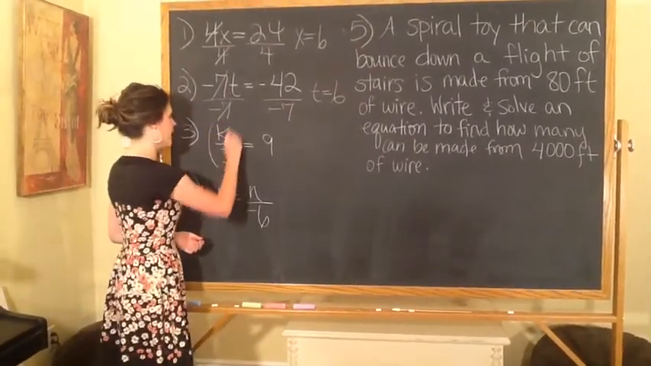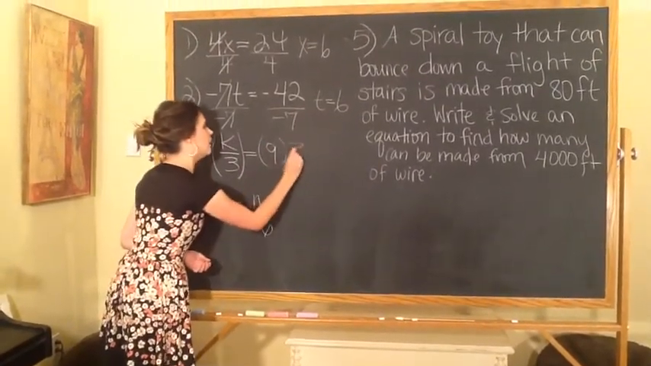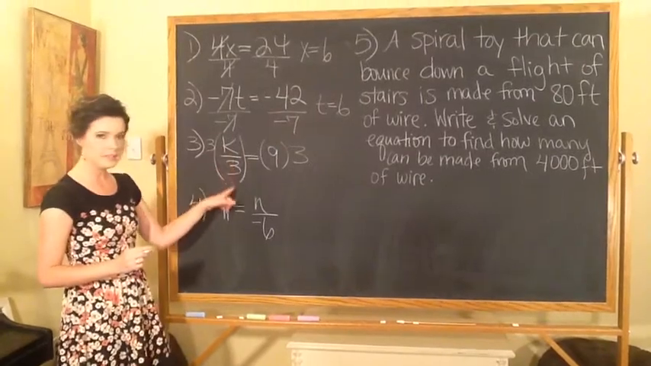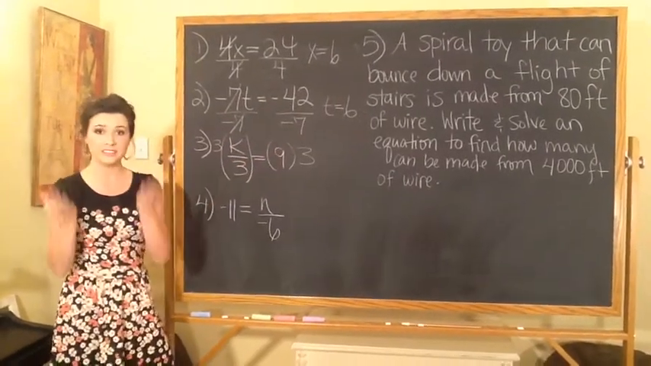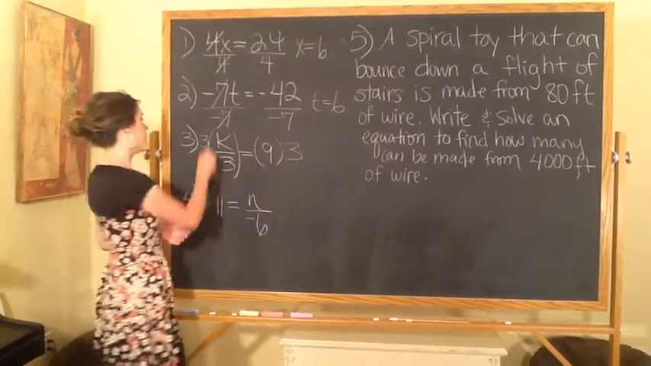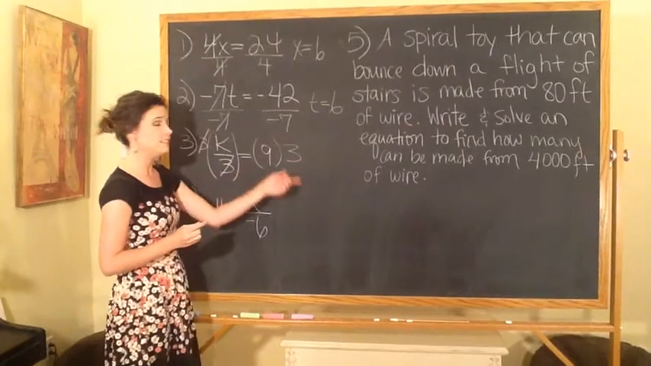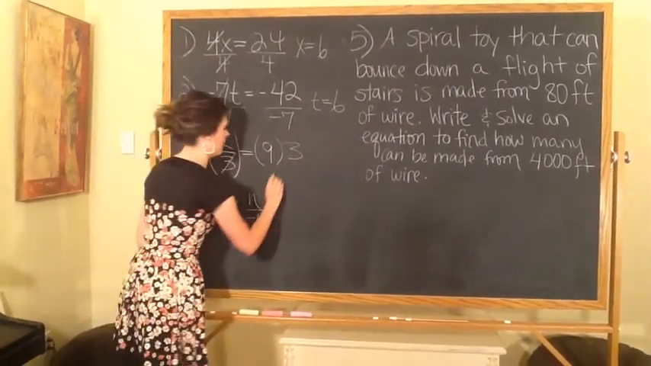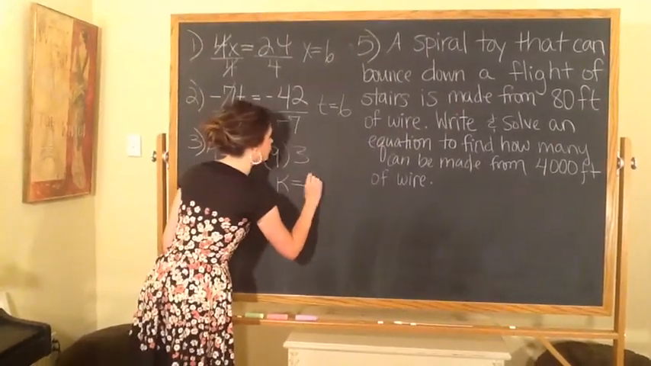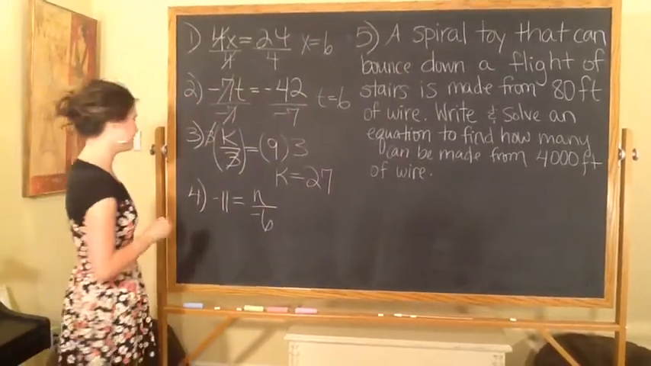So I'm going to go ahead and multiply by 3 on this side and on this side. So 3 times this and 3 times this. So our equation is still balanced because of the multiplication property of equality. And we're going to cancel out the 3's. And we're going to do 9 times 3, which gives you k is equal to 27. Not too bad. Let's just keep going.